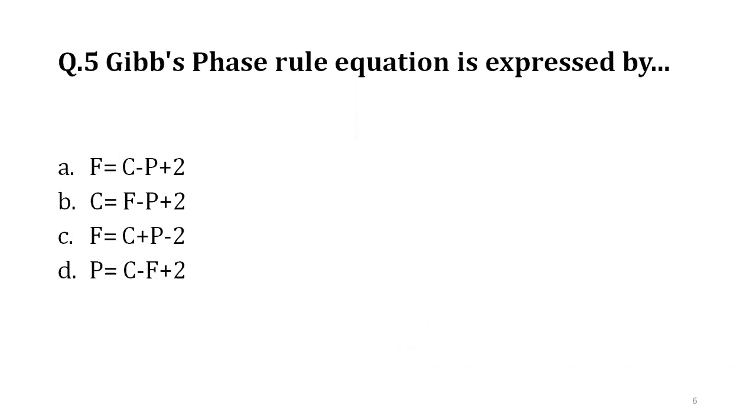Question number 5. Gibbs phase rule equation is expressed by: option A, F equals C minus P plus 2; B, C equals F minus P plus 2; C, F equals C plus P minus 2; and option D, P equals C minus F plus 2. The correct answer is option A, F equals C minus P plus 2. In this equation, F is the degree of freedom, also called the number of independent variables, C stands for the number of components, and P stands for the number of phases.